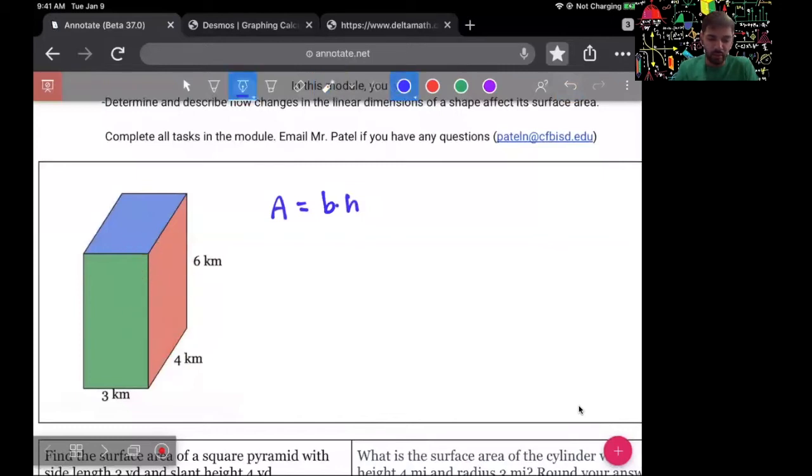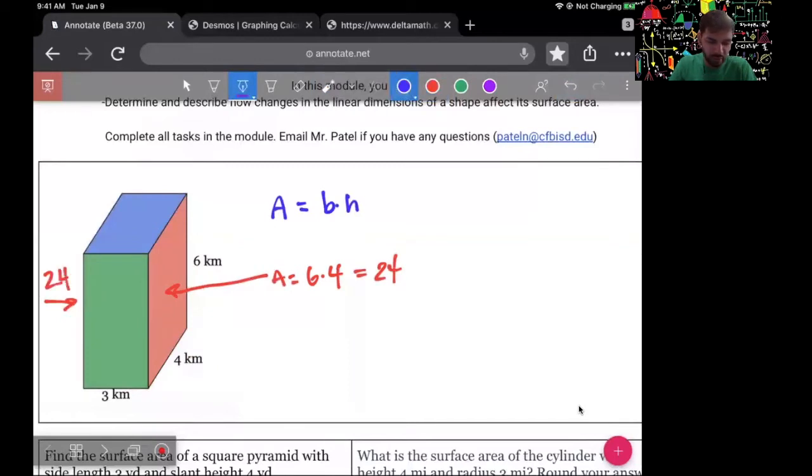Now, if I look at it from all the different directions, like from the right side, I would see this red face. And that red face has a dimension of 6 kilometers by 4 kilometers. So if I think about that side right there, the area is equal to 6 times 4, which is equal to 24. And that would be the same thing as the area on the left side of the box as well, because the right and the left side of the box are the same.